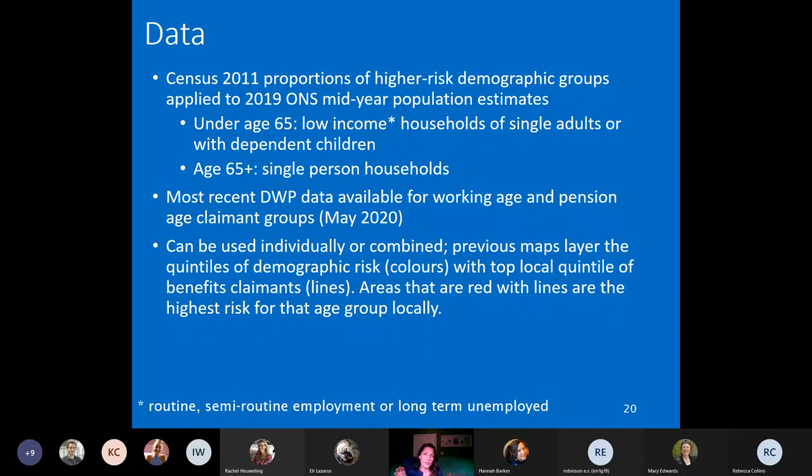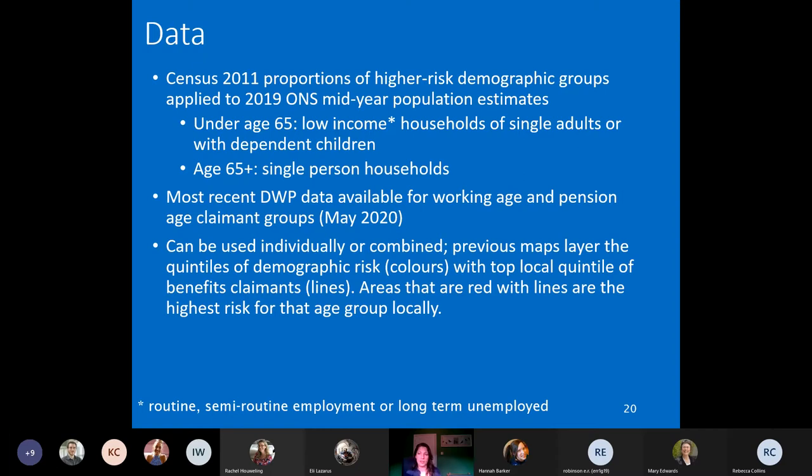And we looked at the high-risk households for food insecurity. So we've got two different domains. We've got high-risk households and we've got people claiming benefits, and we combine the two together. And the high-risk households, again informed by qualitative work, and this is the thing that's ongoing and being updated now, is for the under 65s, low-income households with either single adults or with dependent children, because again, no buffer for single adults, and dependent children put more of a strain on resources. And low-income is defined as being routine, semi-routine, or long-term unemployed, using the NSSEC classification. For 65-plus populations, we isolate the households which are for single adults only.